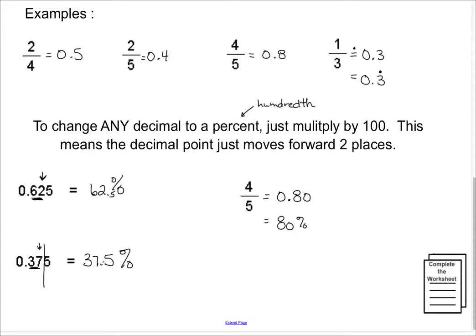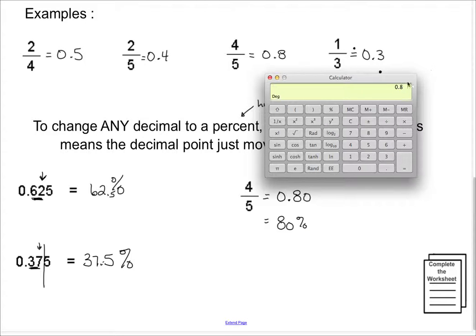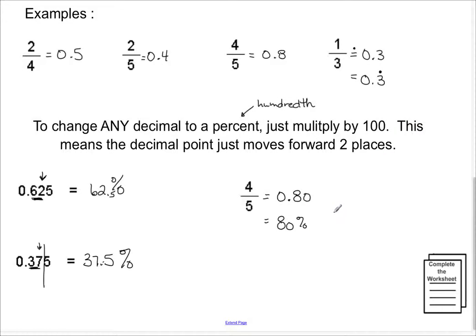Or the other thing you can do, let's pull our calculator back up. Once you've got it as a decimal, times by 100, which gives us 80%. So just multiply by 100. This means the decimal point moves forward 2 spaces. So this decimal just went 2 places forward, so it's now here, which makes it 80%. There's a bunch of different ways you can think about it, but they all turn out to be the same thing.